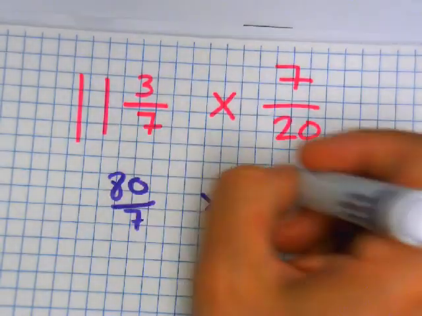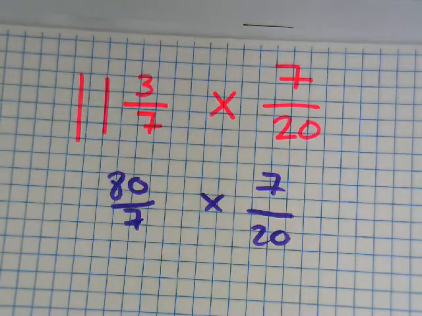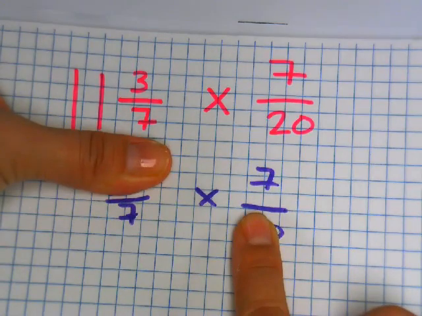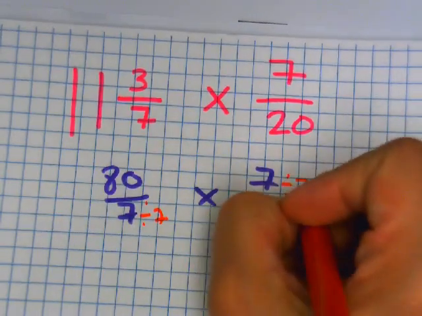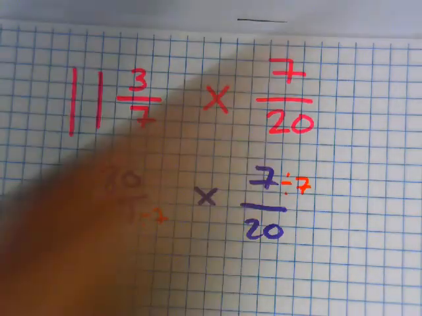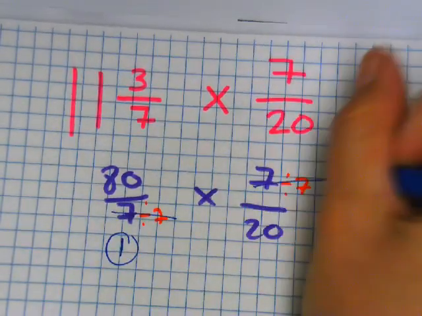80/7 times 7/20. Do I really want to do 80 times 7? Definitely do not want to. Get 560, and then 7 times 20. Terrible. But look at the corner, 7 and 7. What can I divide 7 and 7 by? 7. And we get 1. It worked out perfectly how I envisioned it.